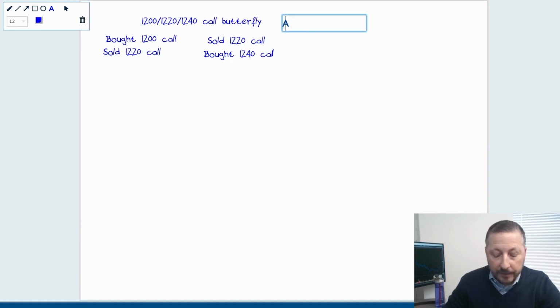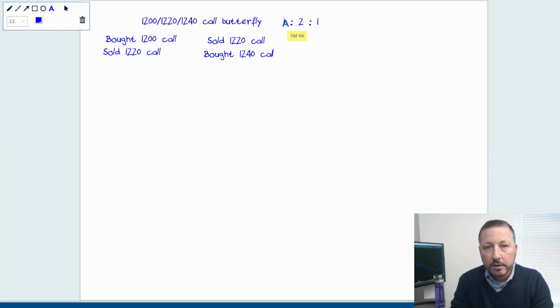Remember, a butterfly is always done in a 1 to 2 to 1 ratio. That's so we have an even number of long options that we bought and short options that we have sold. This way we can always identify what our maximum exposure is.